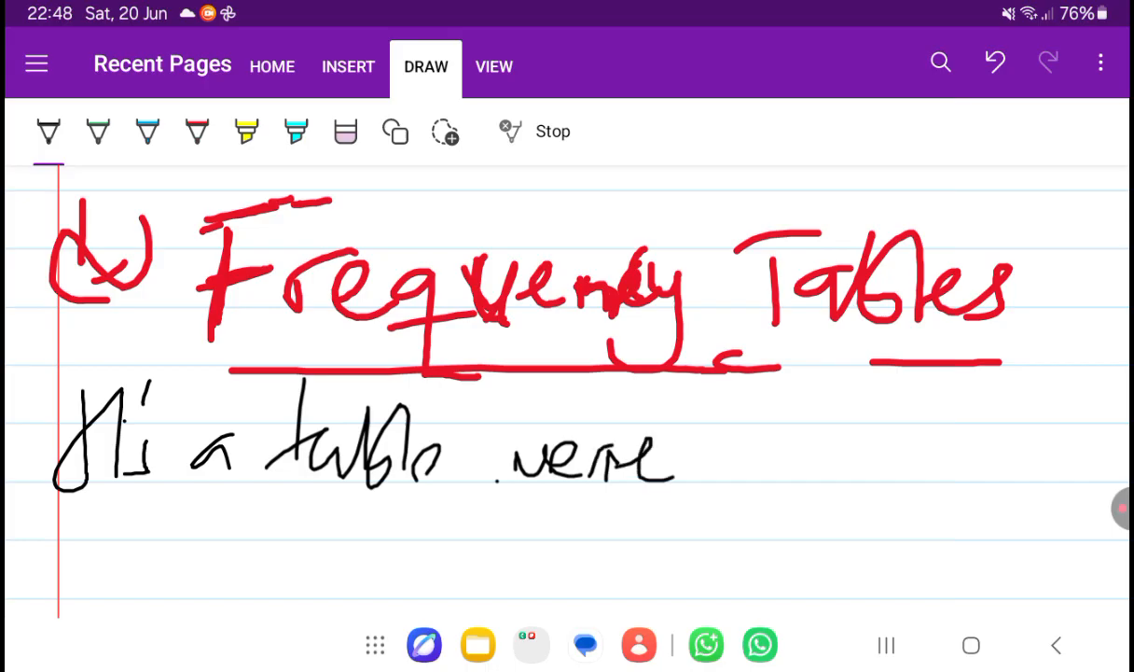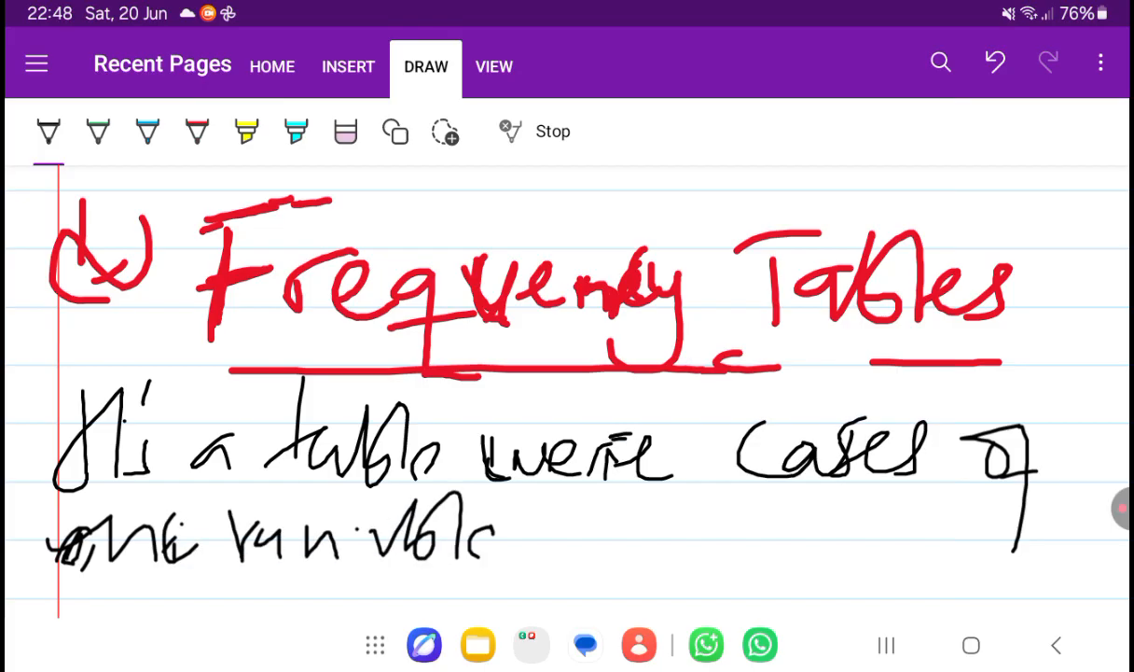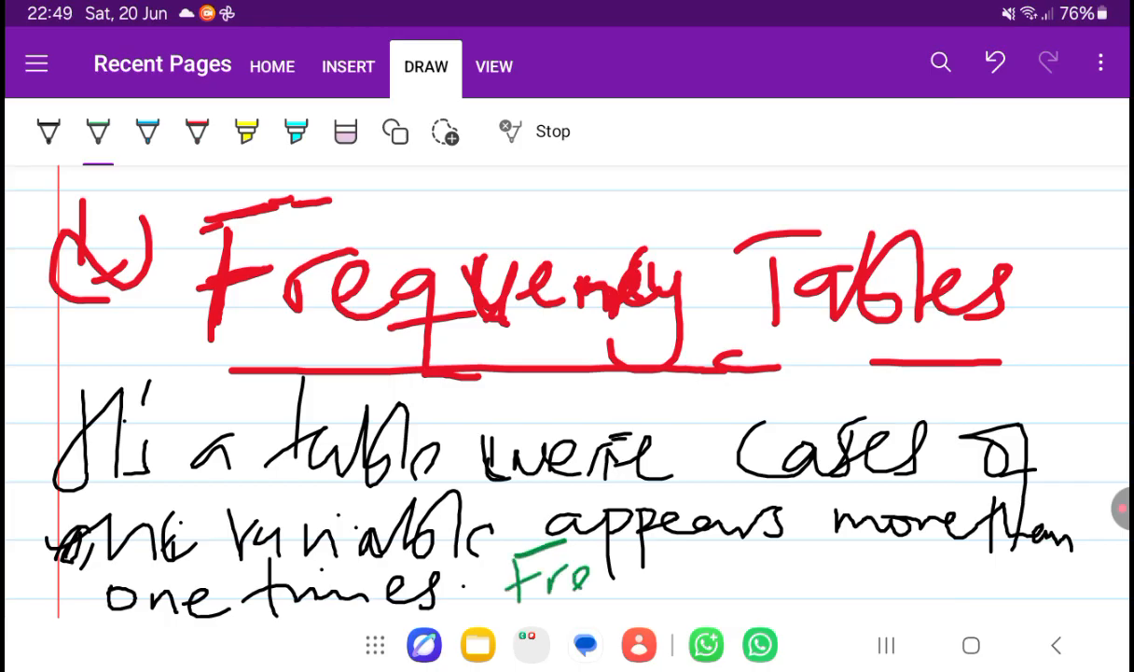So here, the best definition we can say is that it is the table where cases of one variable appear more than one time. And we do this into what we call the frequency distribution.